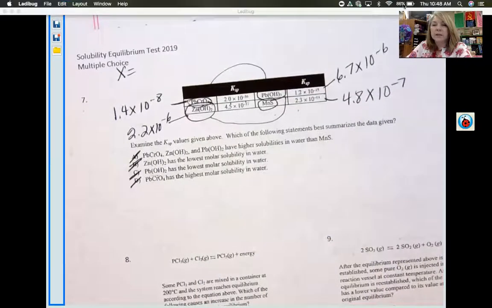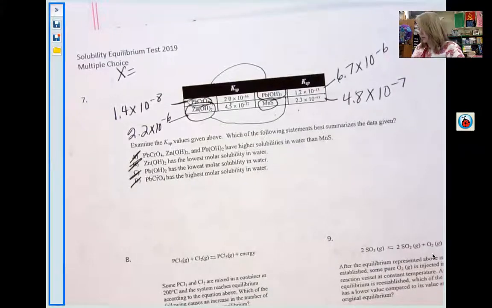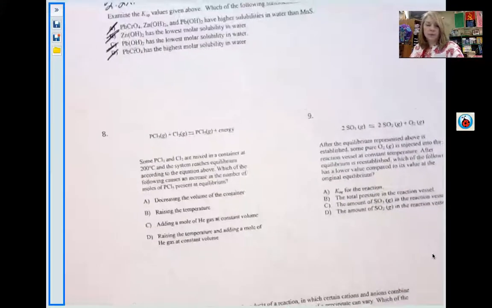All right, I got to check the time because my appointment's coming up. I'm going to try to get through the multiple choice, though, before I go.